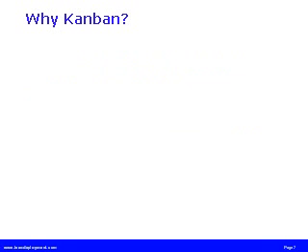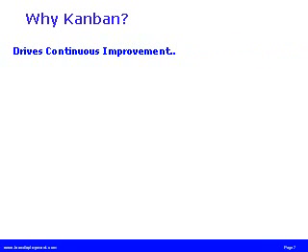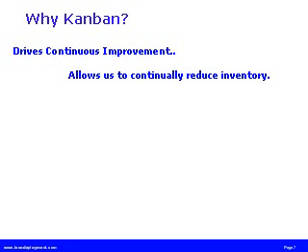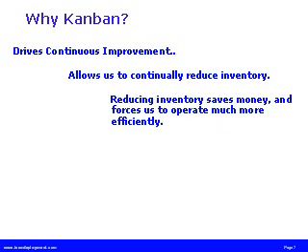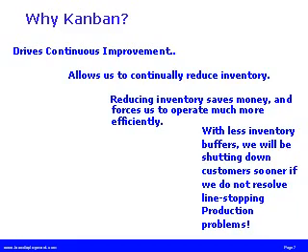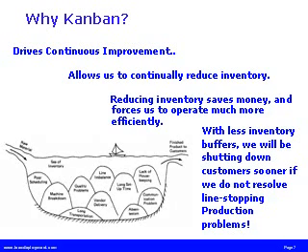So why do we use Kanban? Well, first of all, it drives continuous improvement, and it allows us to continually reduce inventory. And reducing inventory saves money and forces us to operate much more efficiently. This is obviously all good for an organisation, but there is a potential downside. With less inventory buffers, we will be shutting down customers sooner if we do not resolve line stopping production problems. So we must ensure that production issues are resolved urgently to avoid affecting the customer.